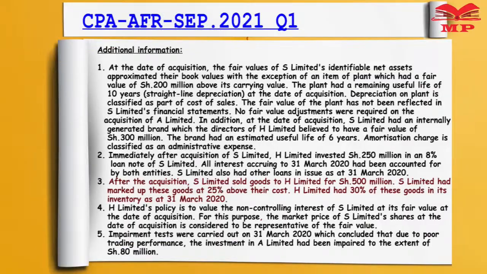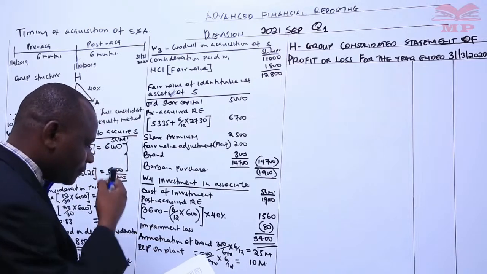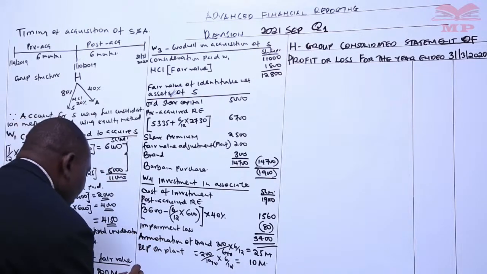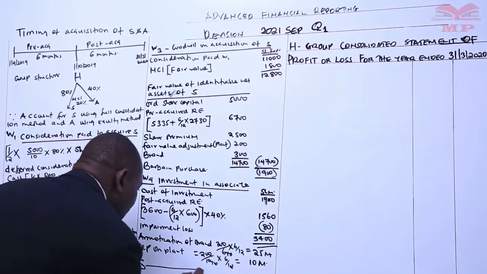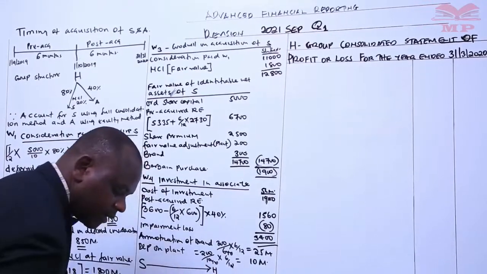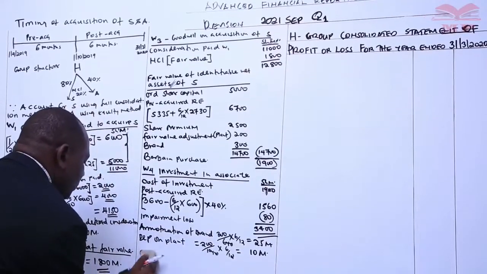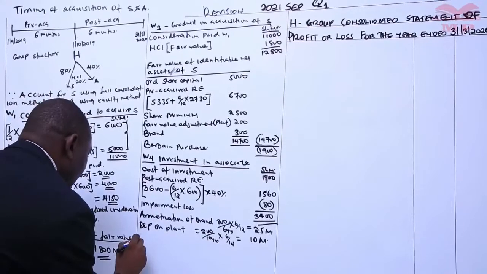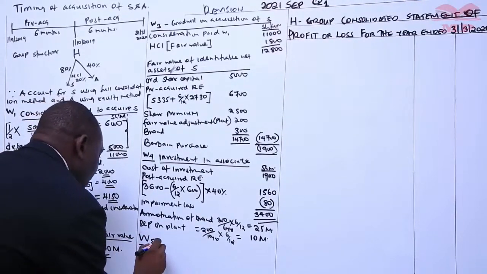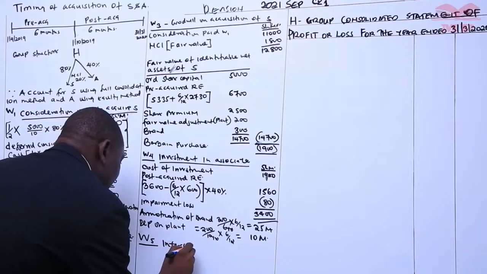Number 3, after the acquisition, S sold goods to H for 500 million. S had marked up these goods at 25% above their cost. H Limited had 30% of these goods in its inventory as of 31st March 2020. So the intercompany sales that we need to eliminate accordingly, S is selling goods to H. Let me call it working 5 to guide you. Intercompany sales.